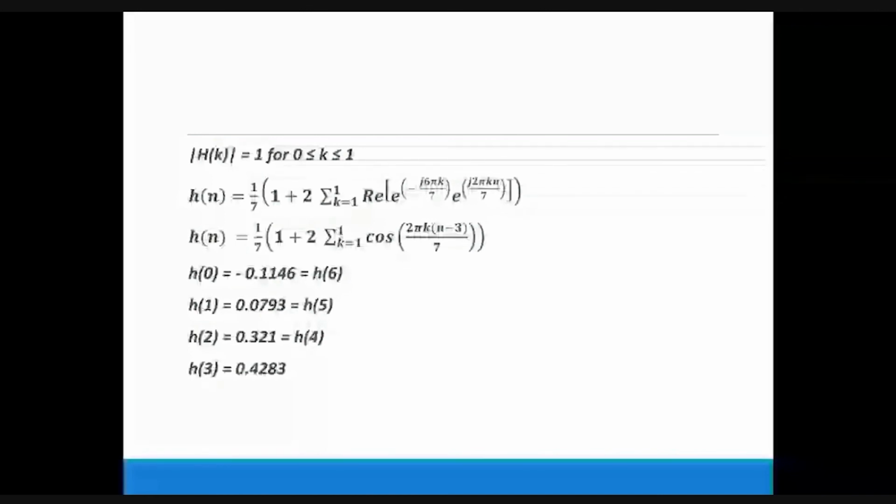Two theories remain that we will cover in the next lecture. That is the differentiator, and another is the Hilbert transform. Okay, after that we will go for the IIR filter design.